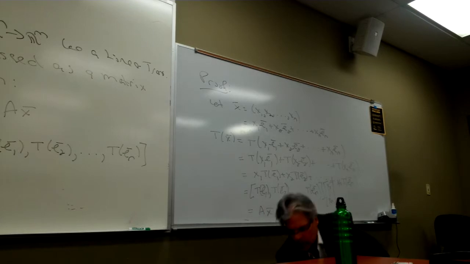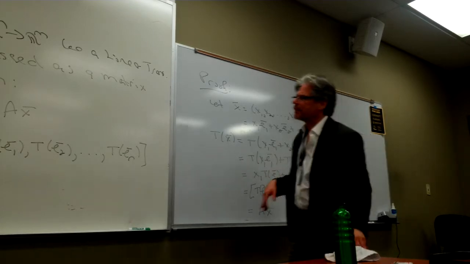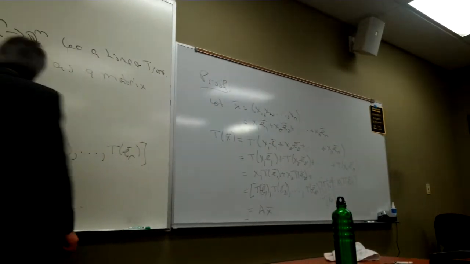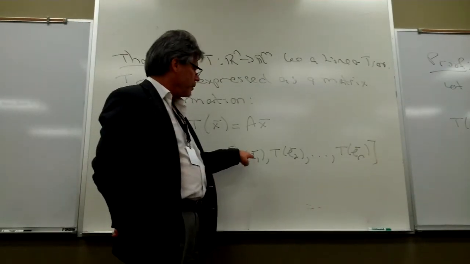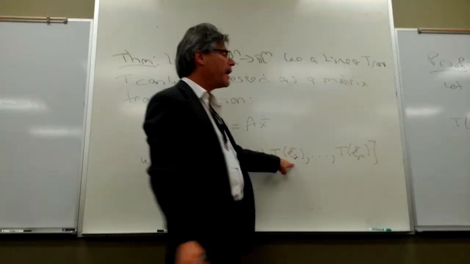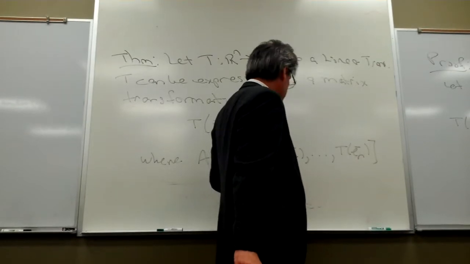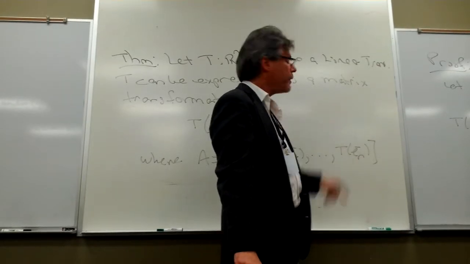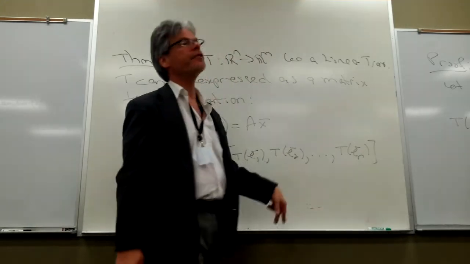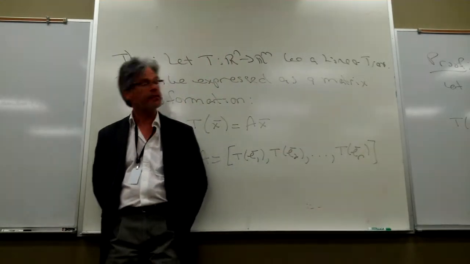But if that being the case, what does it really say in English? It's saying this. If you know how your basic items in Rn look like from a standard basis, if you know what they get sent to through this transformation, then column by column, that's going to constitute your matrix transformation. That's all it's suggesting.